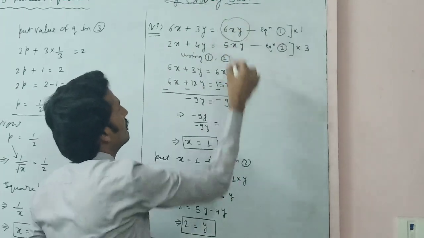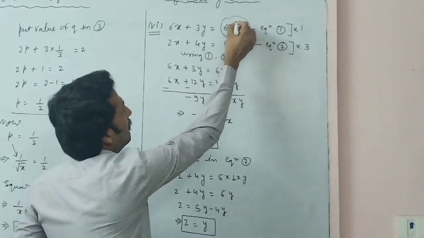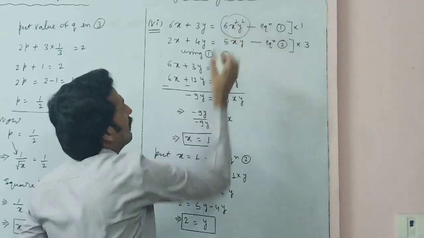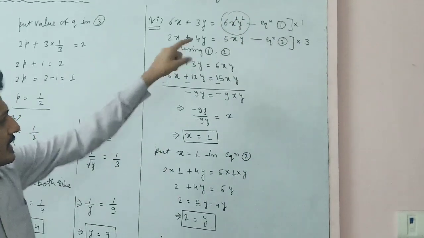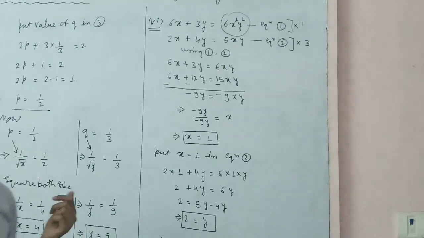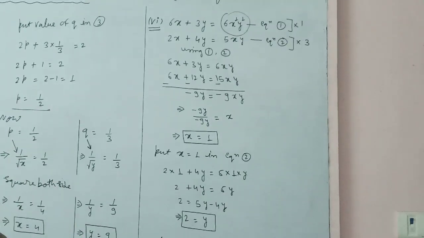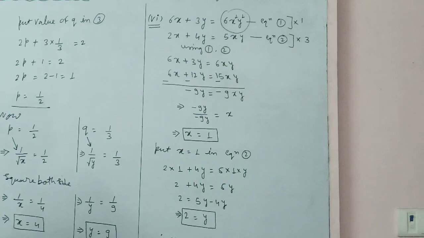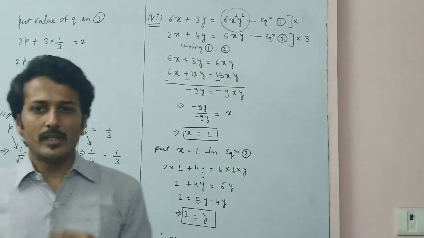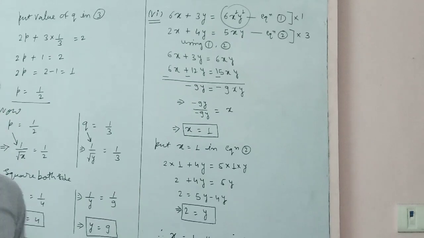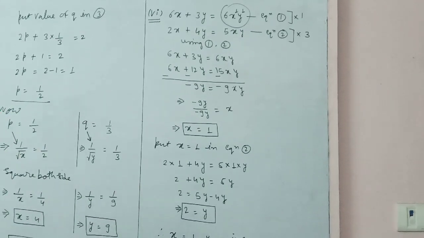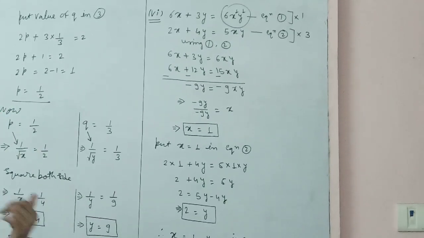But in this term, the power of x is 1 and the power of y is 1. So 1 plus 1 becomes 2, so the degree of this term will be 2. So the degree of this equation becomes 2. Now, we have no need to convert these equations into linear equations. We can simply solve these equations as we solved earlier.